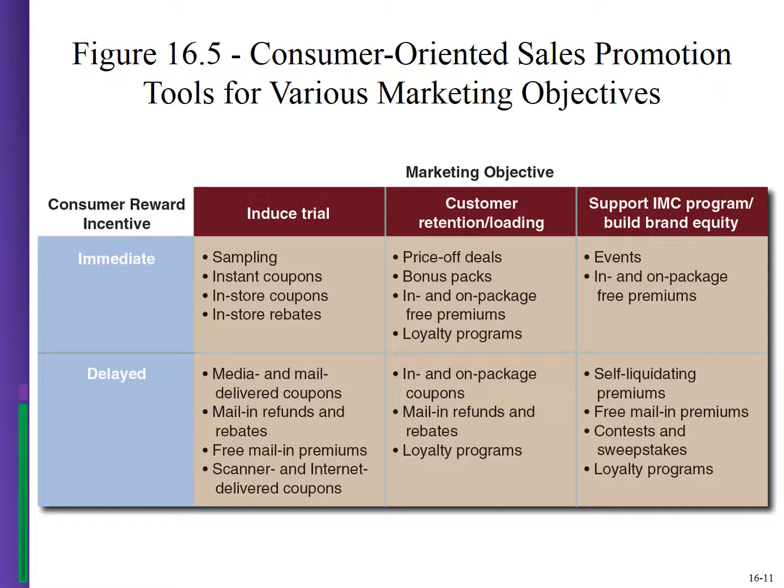But let's say, for example, I'm trying to, again, induce trial, but have a little bit more of a delayed response in terms of how it's set up. Maybe I might do a mail-in refund rebate, as I mentioned before with the spark plug. So there's different things you can do in terms of sales promotions based on what your objective is, and also whether it's going to give you an immediate or delayed response.